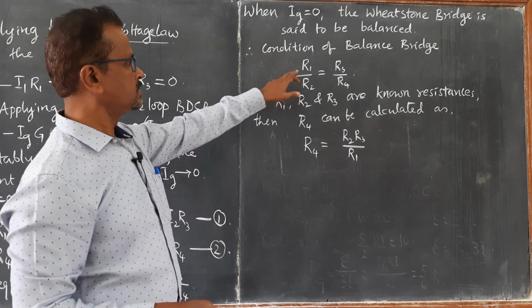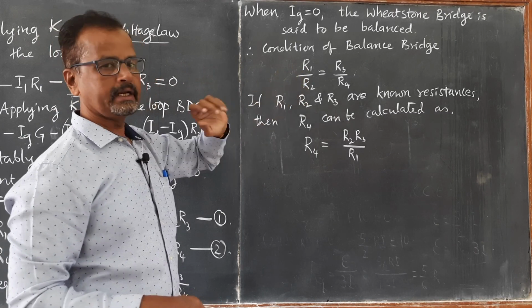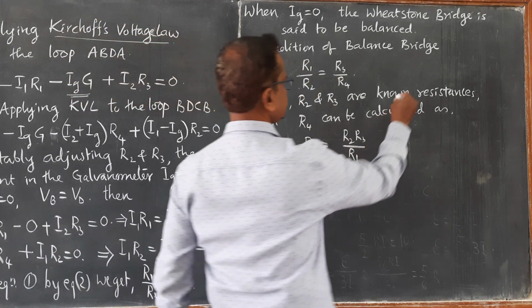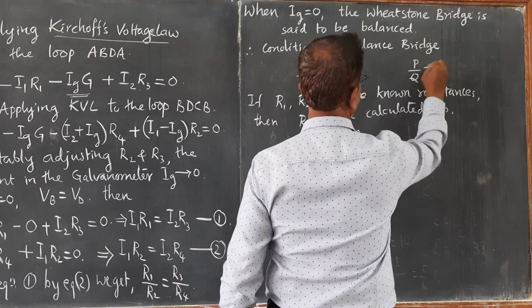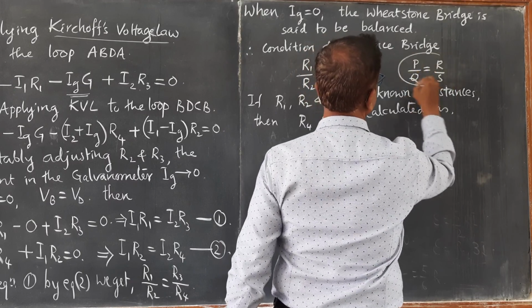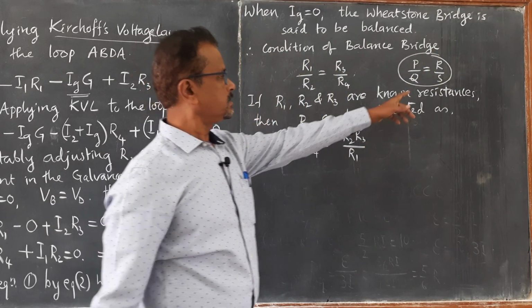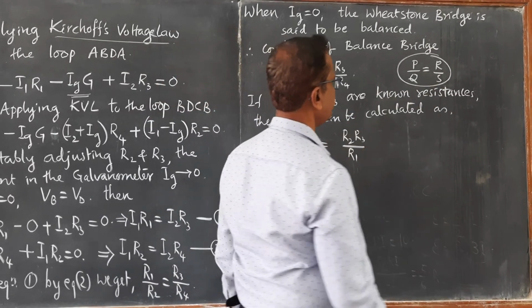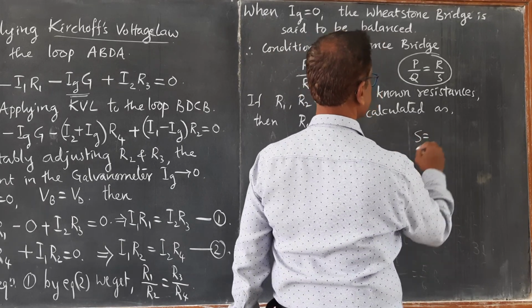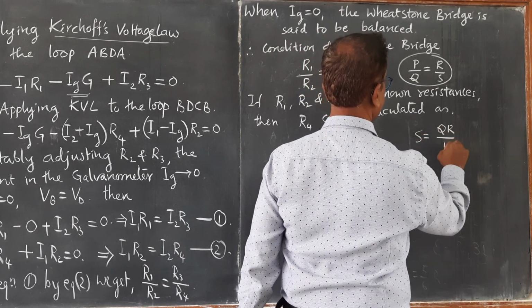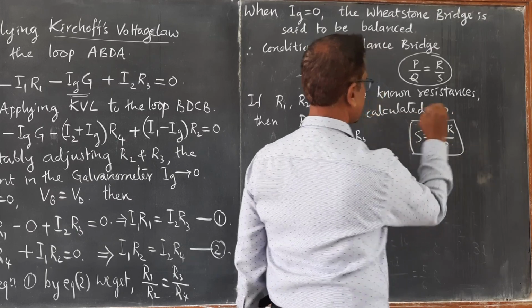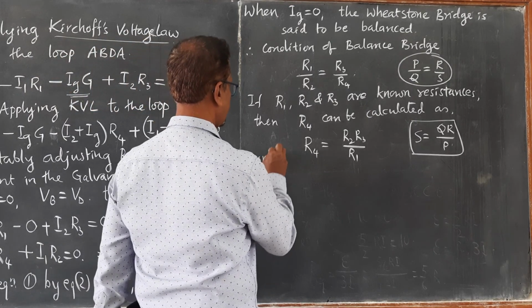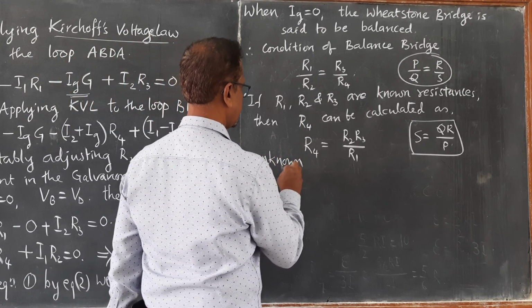In some of the books, these resistances will be taken as P and Q, R and S. You can also remember it as P by Q equal to R by S. So usually S will be unknown, then unknown resistance S is equal to QR by P. So this is how it is helpful to find the value of unknown resistance.